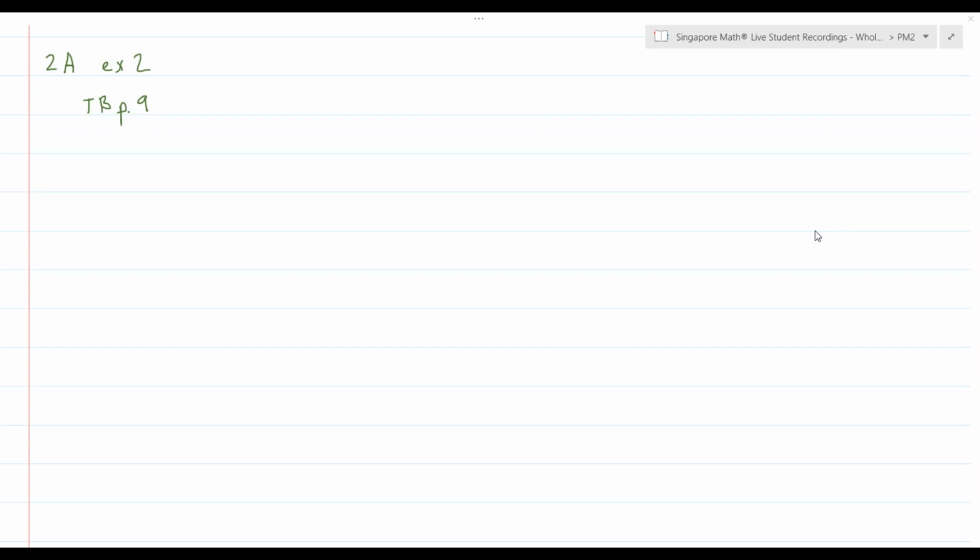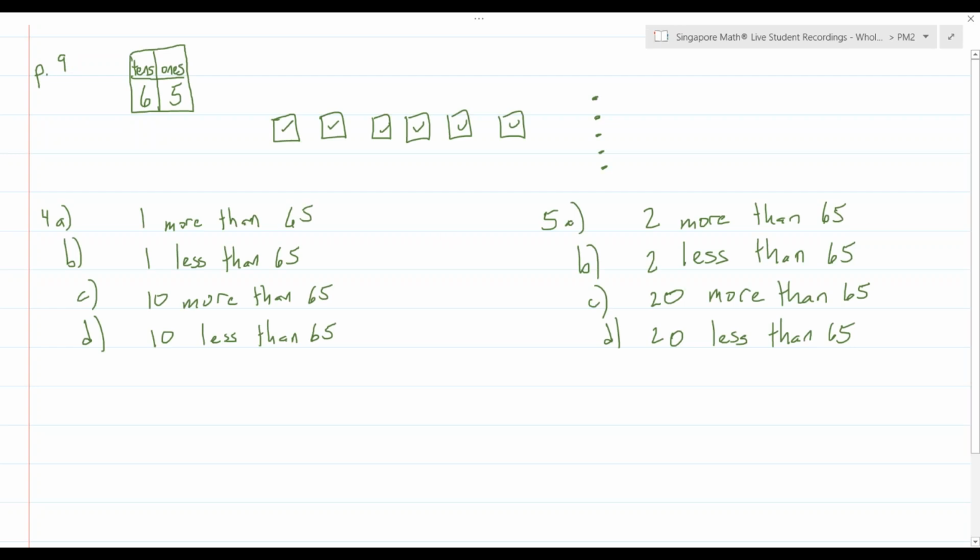Today we're going to talk about Primary 2A, Exercise 2, and we'll use the textbook page 9 to talk about this. In the textbook on page 9, at the top, it has a box that talks about having 6 tens and 5 ones. And I like to represent that with the little square with a check mark. Those are each tens. So I have 6 tens and 5 ones.